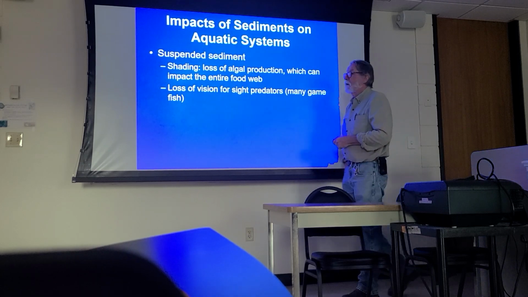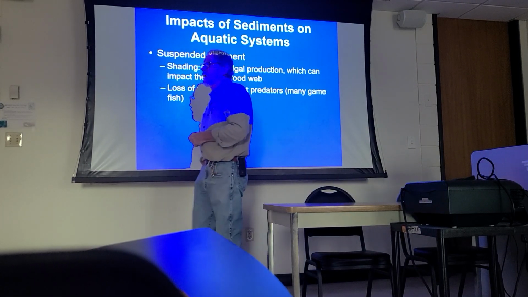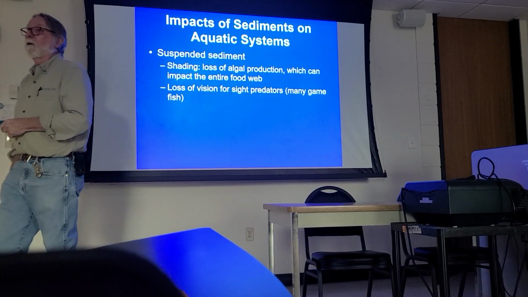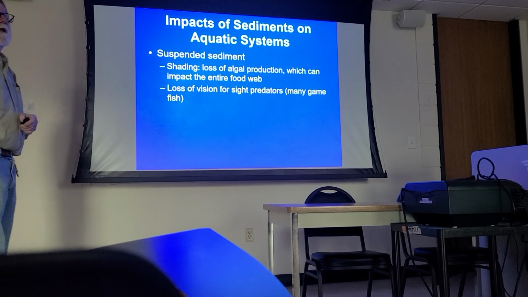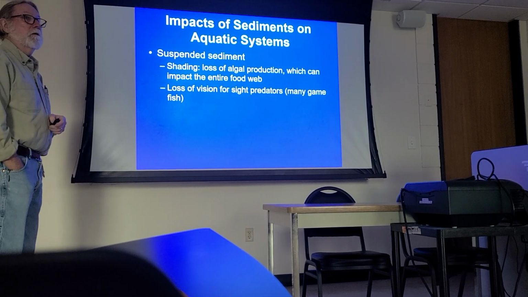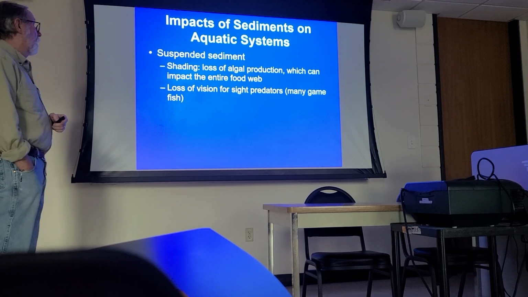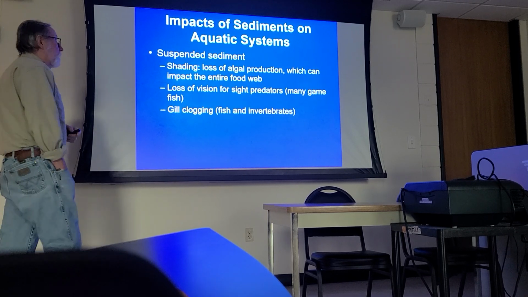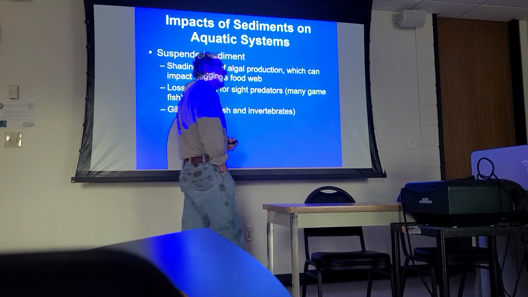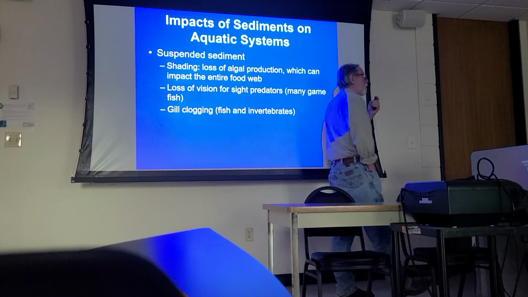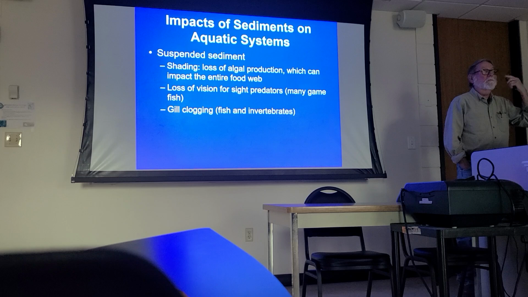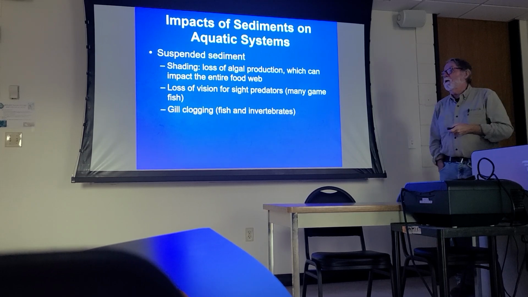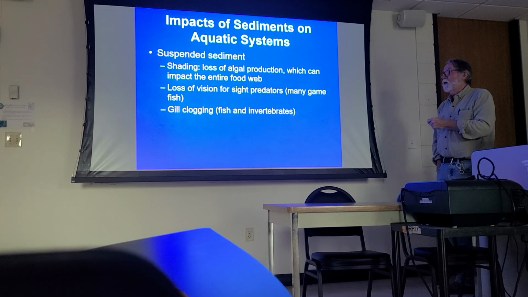This is a big one. Again, this is fish directly. Many game fish are sight predators. So, especially bass, if you can't feed by sight, then you've got a real problem. Gill clogging. Again, the surfaces start to clog up. You get buildup of slime, and those can kill the fish, both fish and invertebrates.